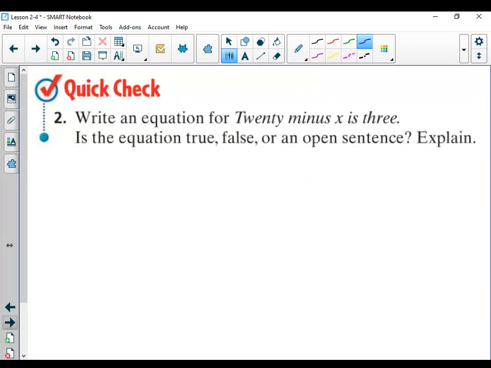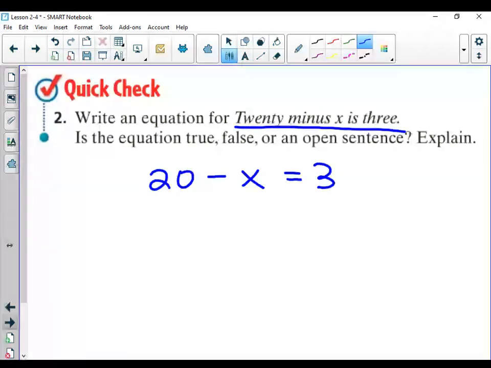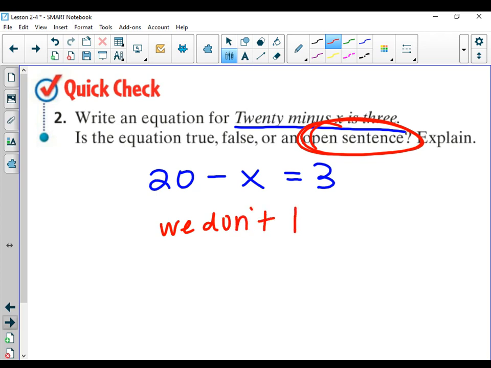Similar in the next one. Here's the English sentence. We need the math sentence. 20 minus x is 3. Is that going to balance out? Hopefully you're saying, I don't know, because it's an open sentence. Why? We don't know x yet.